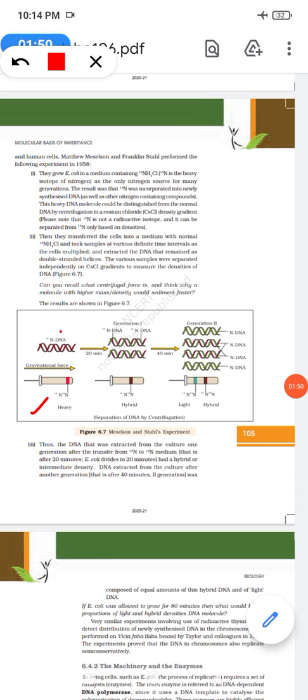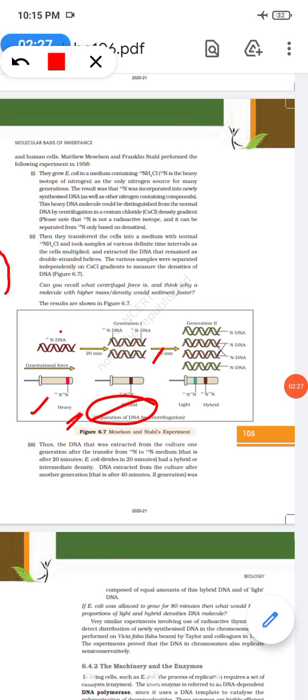So they had N15 DNA, and there was a heavy band. Now they went on with replication. The cells were transferred into a medium with normal N14 NH4Cl, and then they took the samples and again went ahead with the cesium chloride gradient. They found there is a hybrid band.